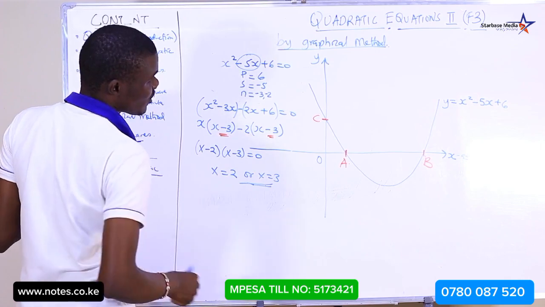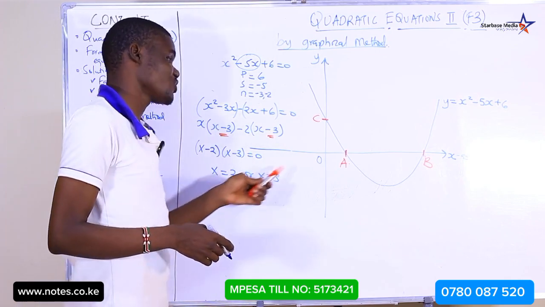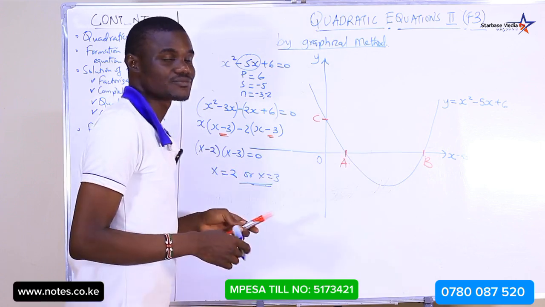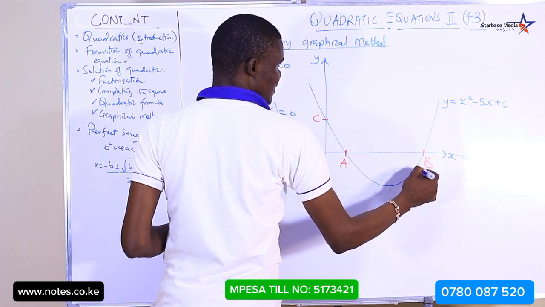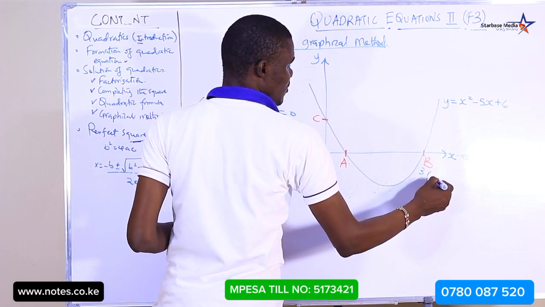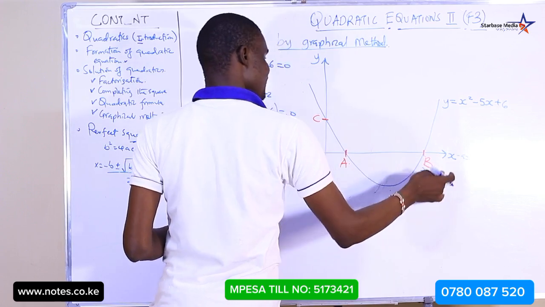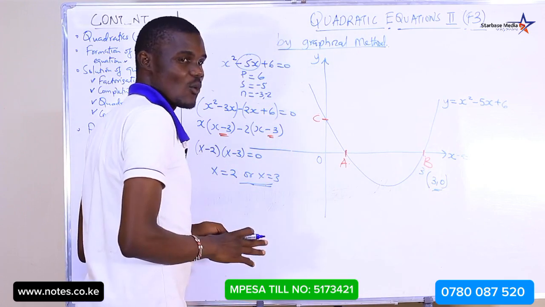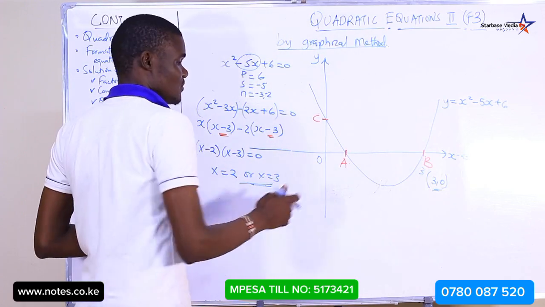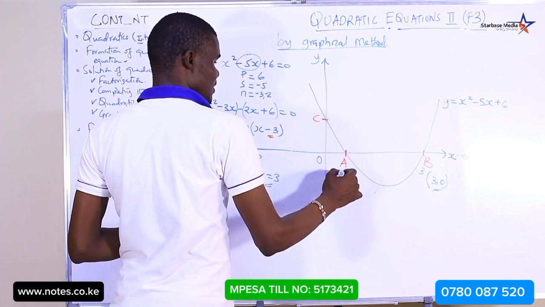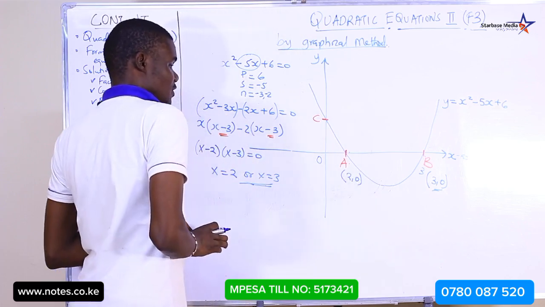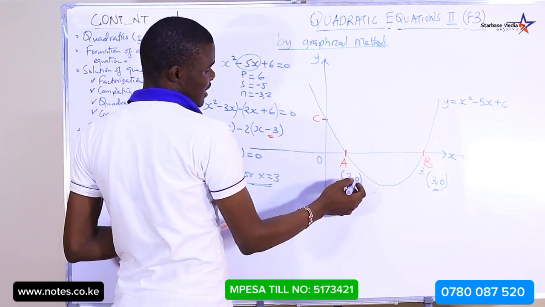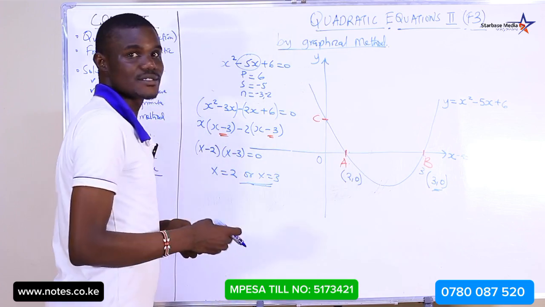So hata kama unatumia common sense, unajua 2 iko mbele ama iko nyuma. So unaweza jua at this point ni 3. And the coordinate there is 3, 0, because at x-intercept y is equals to 0. And this point here now you will know it is 2, 0. Why? Because at x-intercept y is 0.